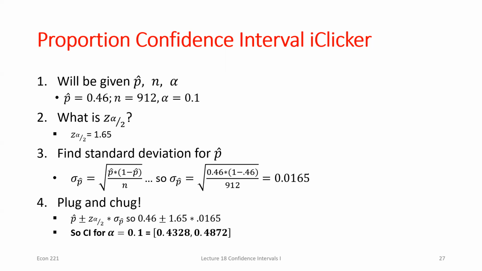So my alpha over 2 value that I want in the tail is going to be smaller, which means I'm going to have to go a higher number of standard deviations away to build that confidence interval, to get that desired alpha over 2 in the tail. So at higher levels of confidence, my Z value is going to get higher, which means my confidence intervals are going to get wider, right?